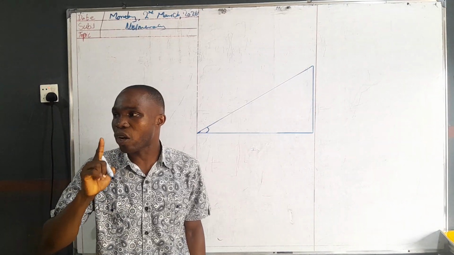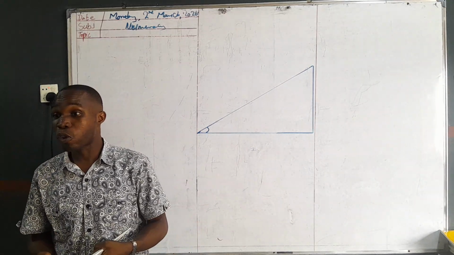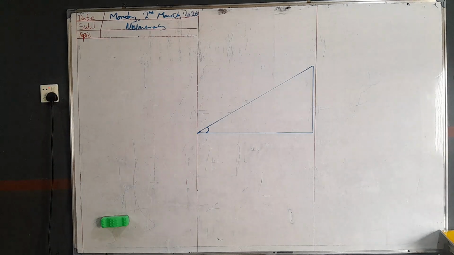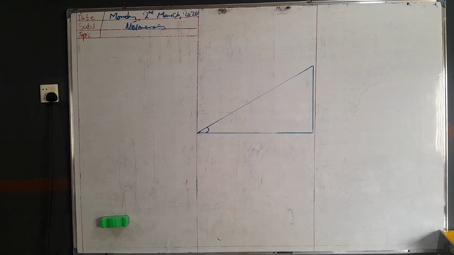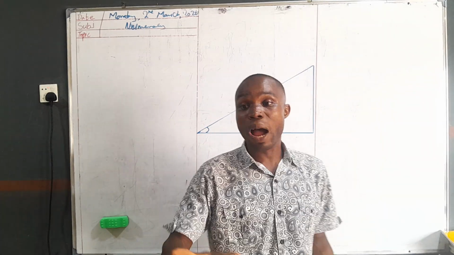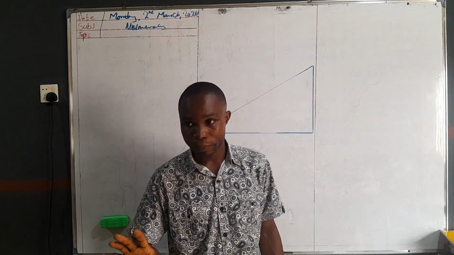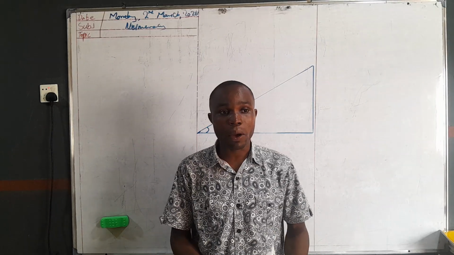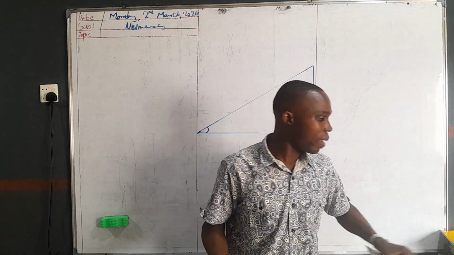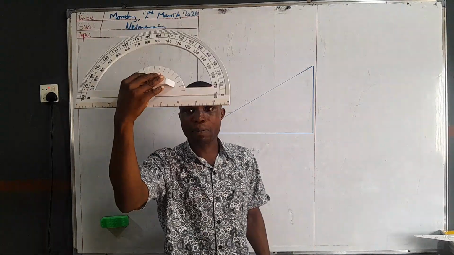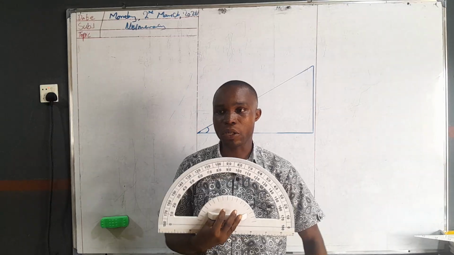There was an instruction to use your what? Protractor. Now, in using our protractor, all of you have your mathematical set, right? Yes. If you have your mathematical set, let me see your protractor. Here with me, I have my protractor. This is my protractor. Are we good to go?